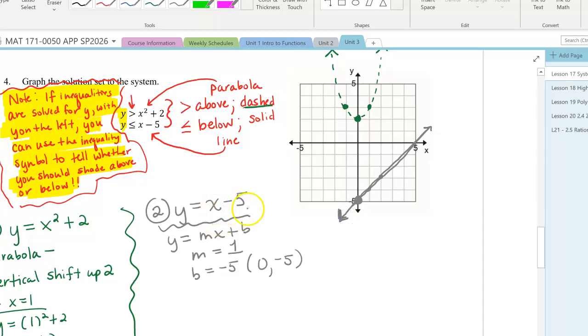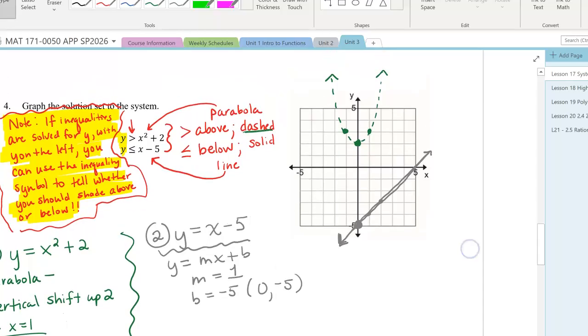Another way to think of this, if you're thinking of transformations, is a line that was at the origin, but now it's been shifted down 5. Now it's time to start thinking about shading. In this case, we need to shade above the parabola, which would be inside here. We need to shade below the line because it was less than, which would be down here.